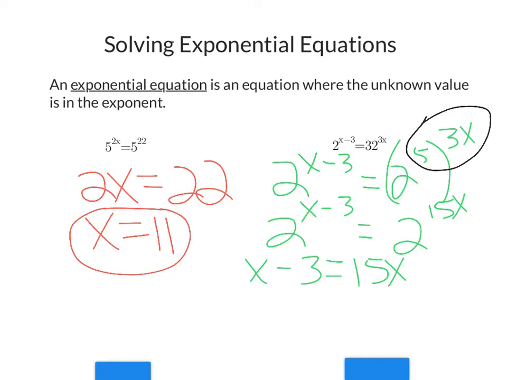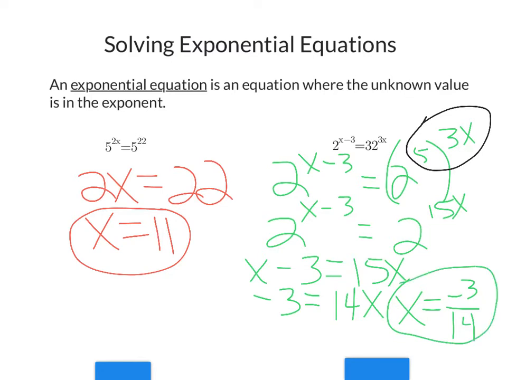To solve this equation, I would first subtract x from both sides of the equation and get 3 is equal to 14x, and then divide both sides of the equation by 14 to get x equals negative 3/14. Please take a moment to pause this video and record these examples in your notes.